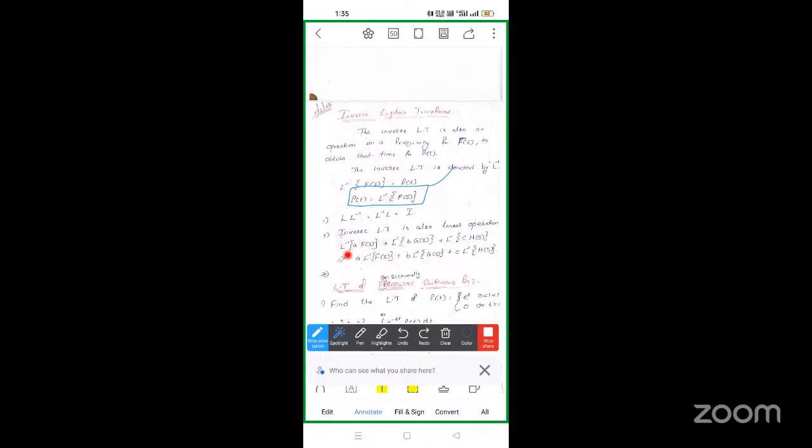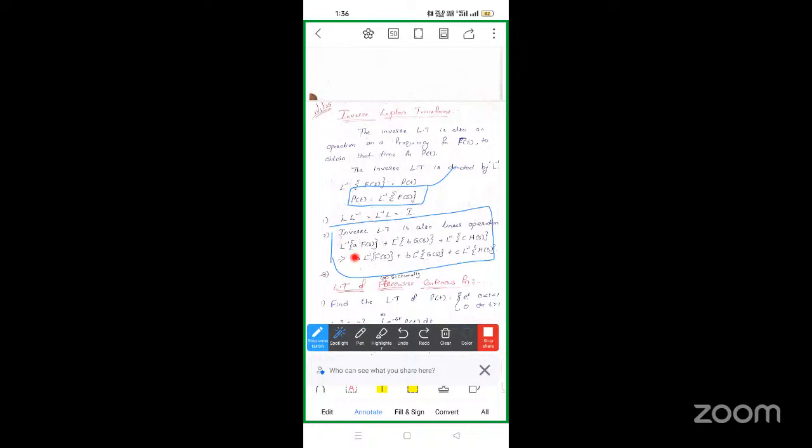Here, L inverse of a into F of s plus L inverse of b into G of s plus L inverse of c into H of s. Here a is a constant. So by using the linearity condition, we can write the constants outside of the inverse transform: a into L inverse of F of s plus b into L inverse of G of s plus c into L inverse of H of s. Is that clear?